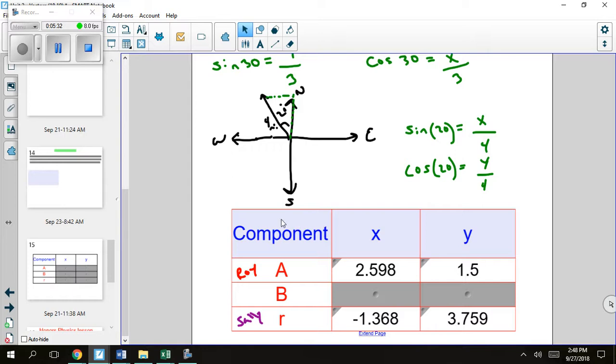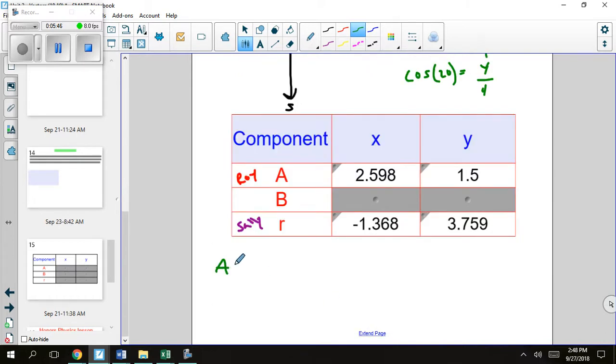All right, so that's only part of our problem. Now we need to figure out how we're going to find B. So before, in addition, we took A and B and we added them together and we got R. So we had something that looked like this: A plus B equals R. But now we're looking for B. So what we need to do is take B and have that equal to R minus A. And we're going to have to do this for both the X and the Y parts.